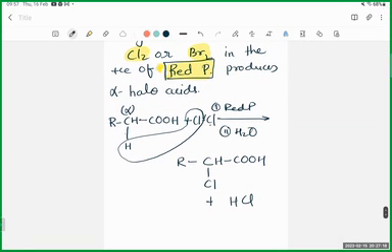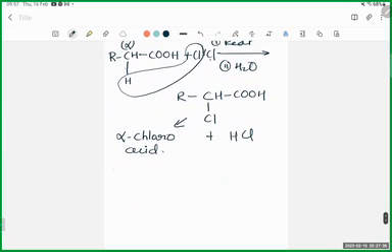So this is how we form a halo acid. What do you call this? Halo means chloro. Halo is derived from halogen, and the halogen family is fluorine, chlorine, bromine, iodine. So we can call it alpha chloro acid. The compound alpha chloro acid will be produced.